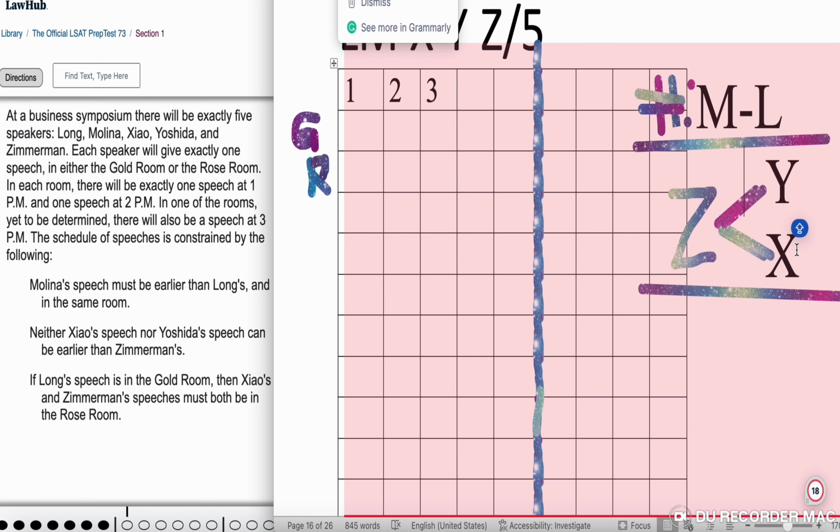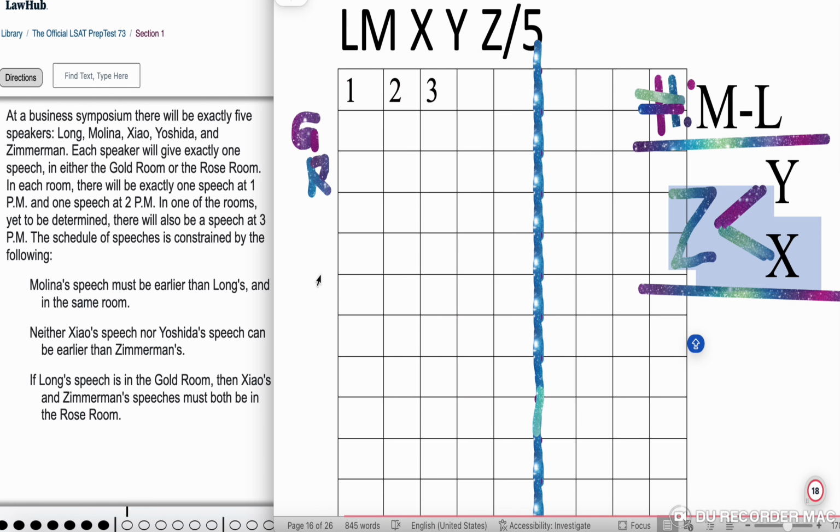So instead of putting X and Y in front of Z and then crossing it out, I'm just going to do the opposite, the contradiction of what it's saying. Because usually with a condition, you can always get another hint or another idea. So this is saying that Z has to be earlier than Y and X.